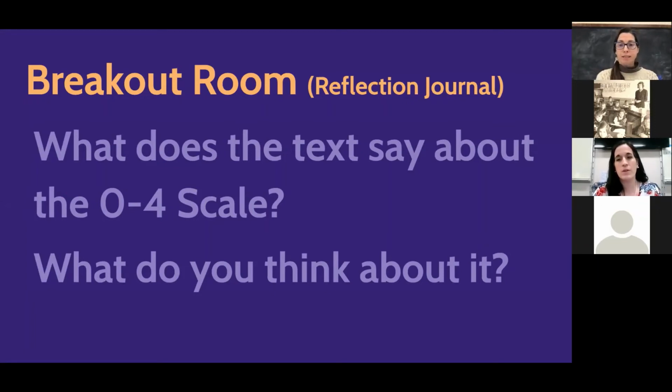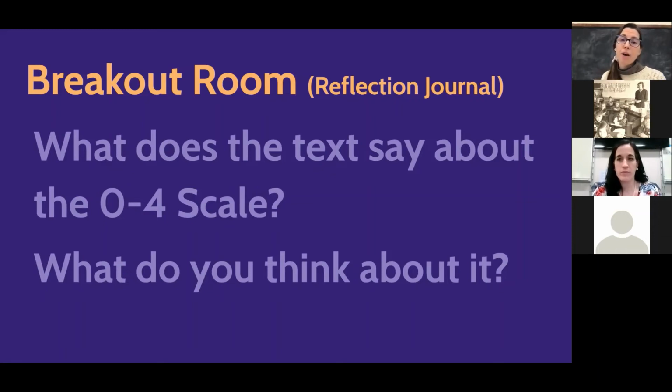Do you think this is something that you would want to move to if you aren't doing standards-based, or if you are doing the 0 to 100 scale and not doing standards? Is this really going to solve the problem of what you're having? So you have about 10 minutes.